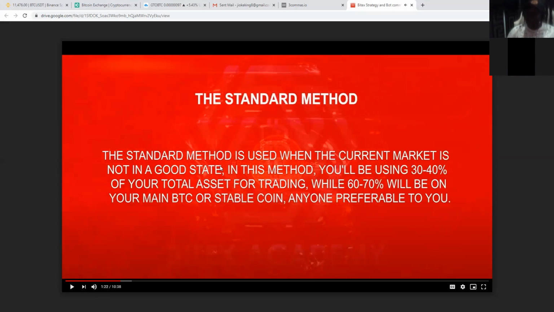Can you hear me? Yes, I can. Are you seeing the standard method? Yes. Now it says the standard method is used when the current market, the whole market as a whole, I just created this formula. There is nothing called standard method or confirm method; I just created it that way. Now it said the standard method is used when the current market is not in a good state. In this method, you will be using 30 to 40% of your total assets for trading, while 60 to 70% will be on your main BTC or stable coin, any preferable to you. Do you understand?